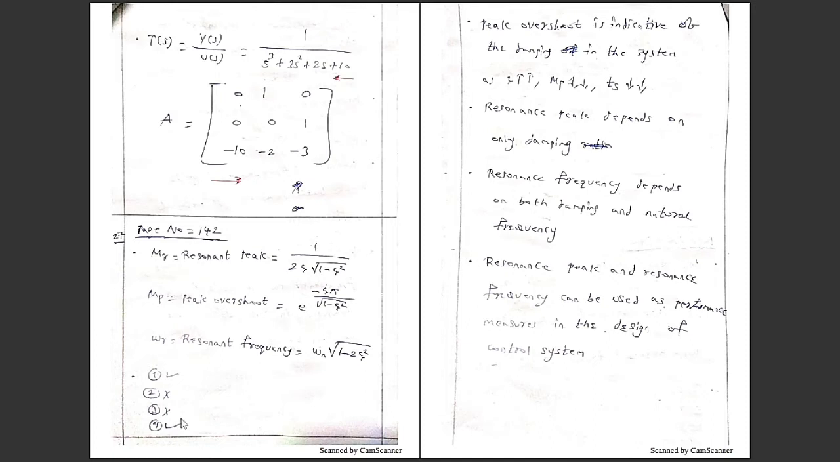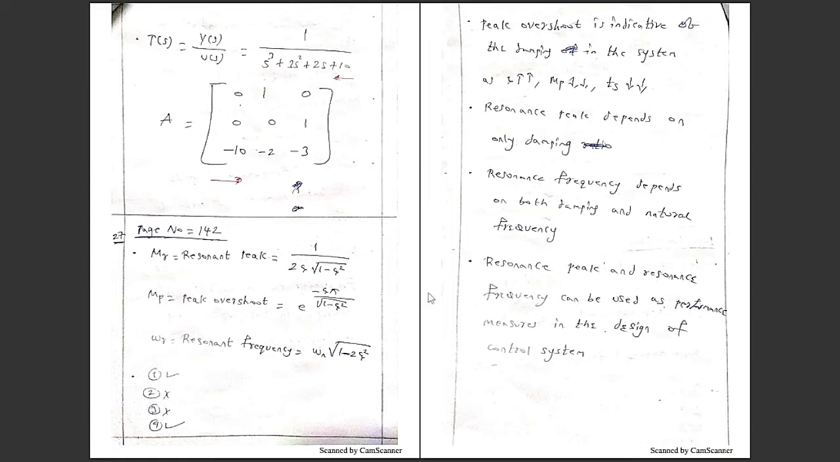In statement 3, they have given that the resonant frequency depends only on the damping in the system. But you can see clearly that the resonant frequency depends on the damping ratio and also the natural frequency. So statement 3 is also wrong. In statement 4, they have given that the resonant peak and the resonant frequency can be used as performance measures in the design of a control system. Yes, both are very much useful in designing the control system.